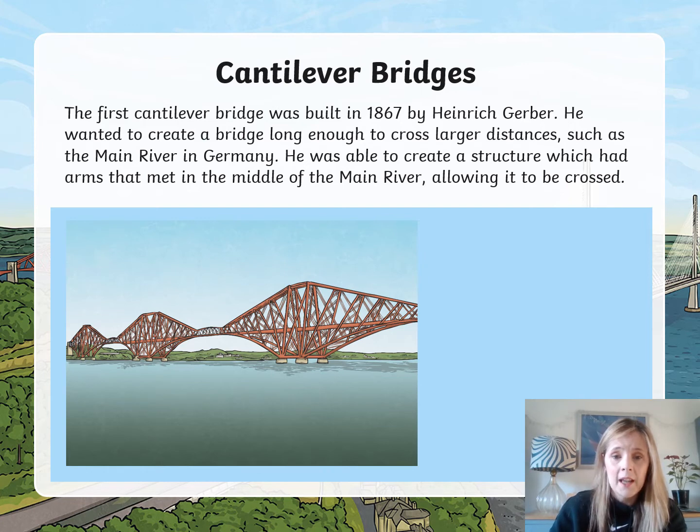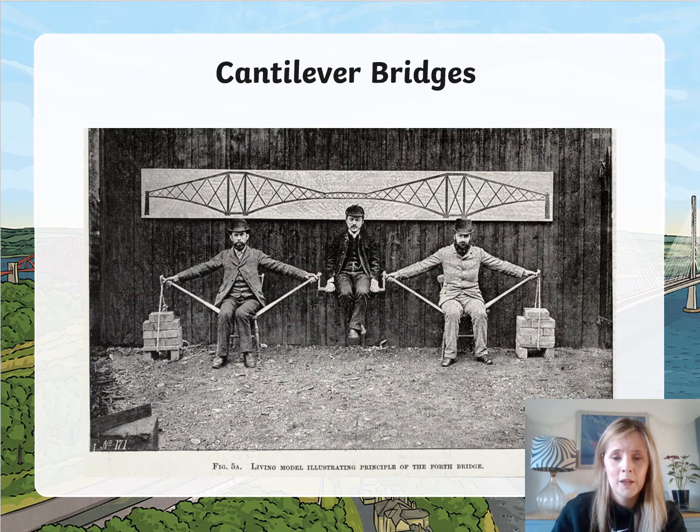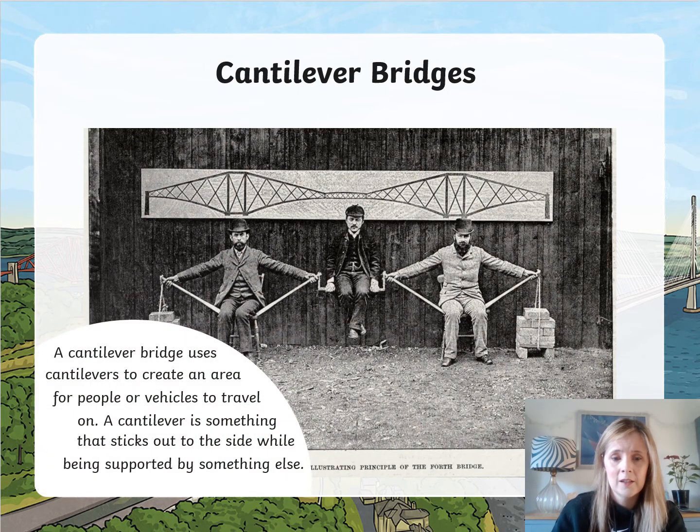The next type of bridge is called a cantilever bridge. The first cantilever bridge was built in 1867 by somebody called Heinrich Gerber. This is a type of bridge which helps us cross larger distances. That's him showing how a cantilever bridge works. A cantilever bridge uses cantilevers to create an area for people or vehicles to travel on. A cantilever is something that sticks out to the side while being supported by something else.